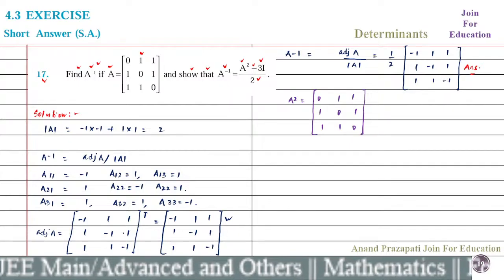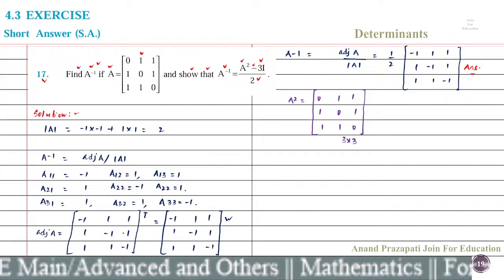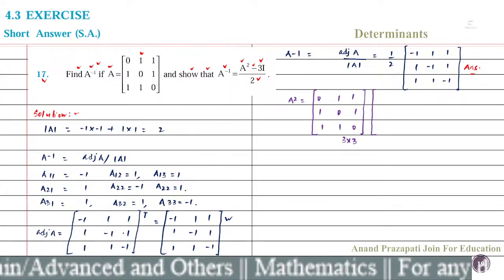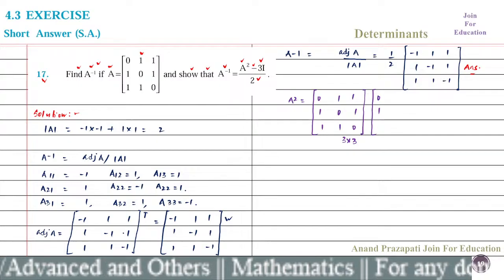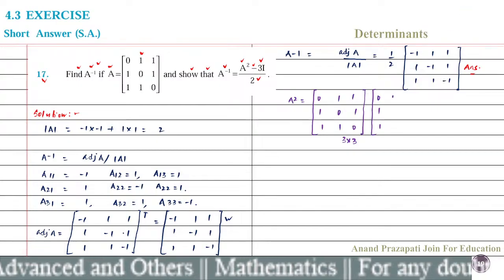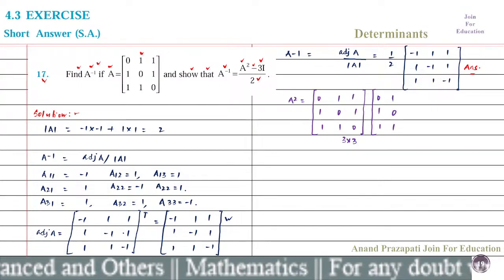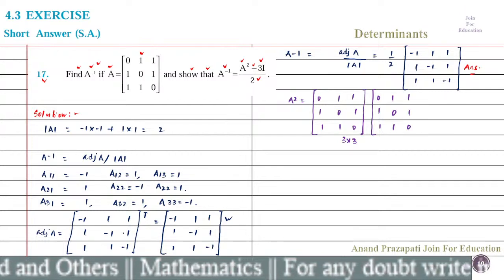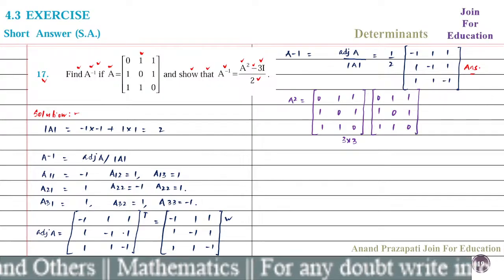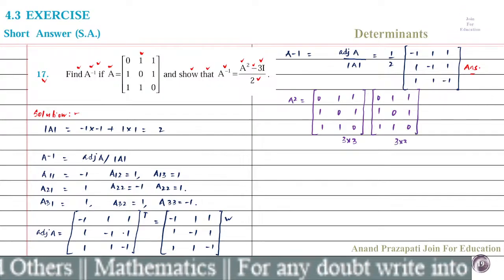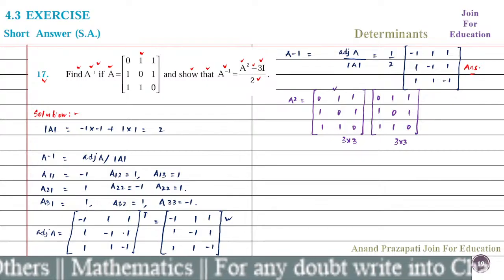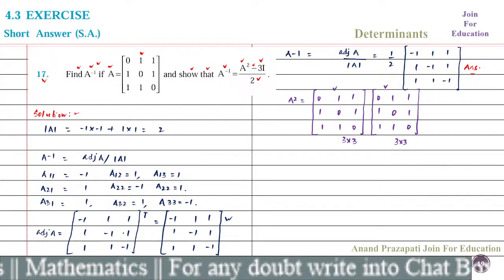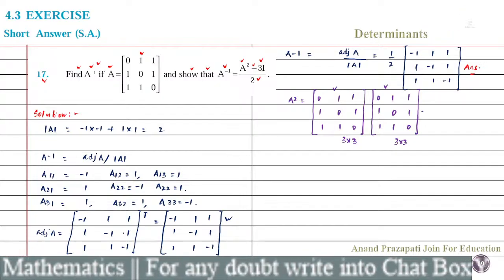Order of this matrix is 3 by 3. Again we write down this matrix which is 0, 1, 1, 1, 0, 1 and 1, 1 and this is the 0. Order of this matrix is also 3 by 3. So this matrix and this matrix is defined for the multiplication.